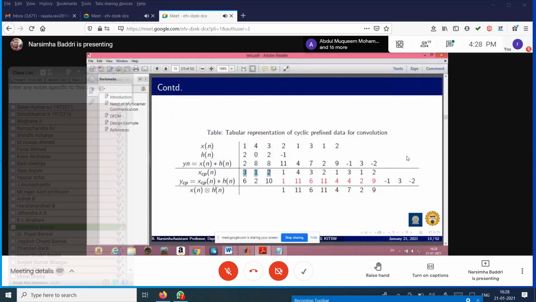So generally, if you transmit the signal through the channel, the output of the channel is the convolution of h of n and this data. Now this data is cyclic prefixed data. If they perform linear convolution, there will be a linear convolution between these two. So this is the output from the channel.